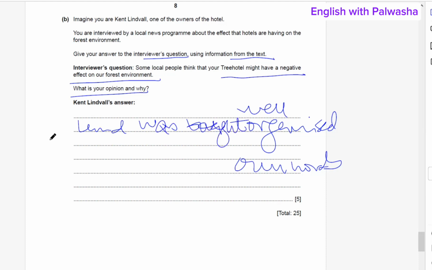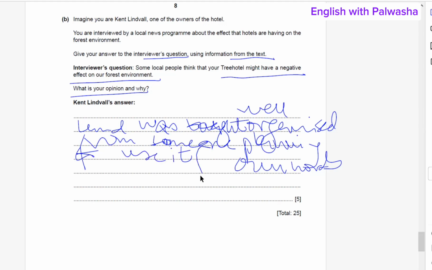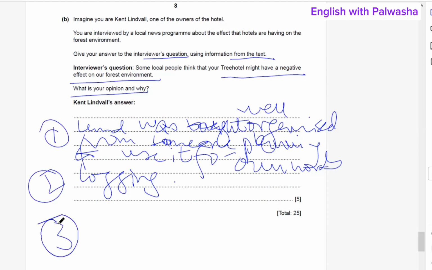Bought from someone planning to use it for logging. Use it for logging. Okay, so bear with my handwriting because the pen is actually not working. So you have to mention at least one, two, or three questions. You have to give the answers to them as well. All right.